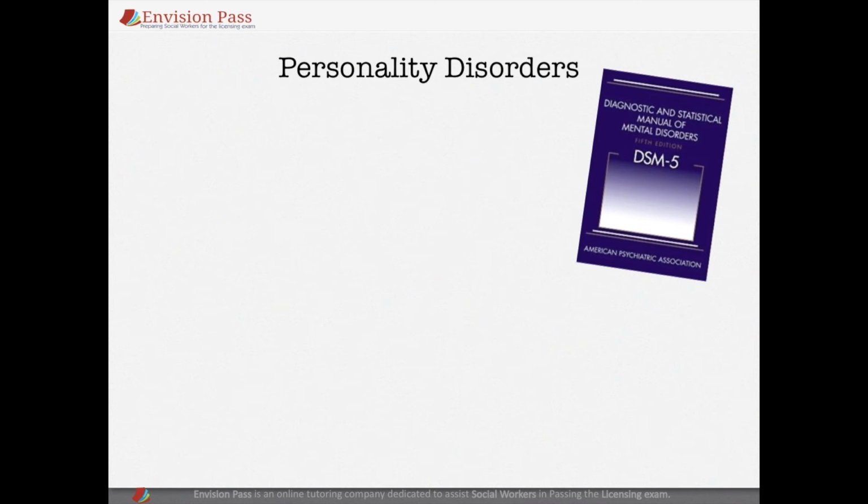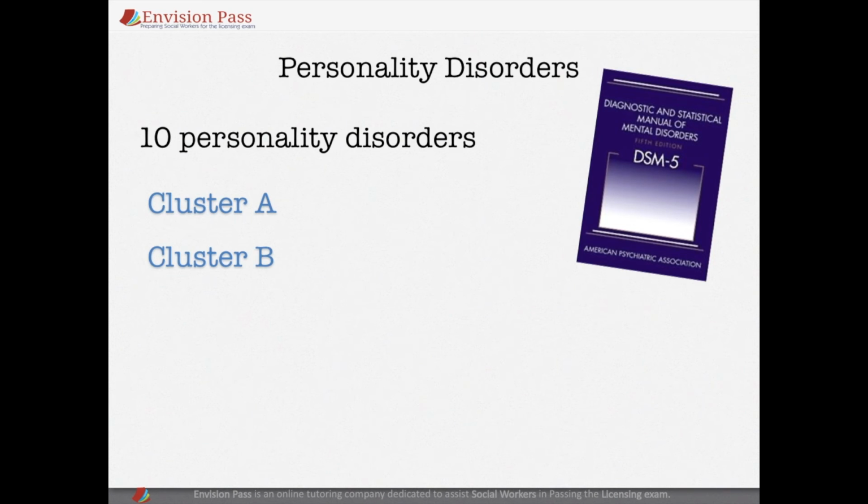Personality disorders are often found on the ASWB exam. When studying personality disorders, it is good to be able to identify them under their clusters. Now, the DSM-5 lists 10 specific personality disorders that are grouped into 3 clusters: Cluster A, Cluster B, and Cluster C. The personality disorders are grouped into clusters because of their shared behaviors, and in this presentation, I will be looking at Cluster A personality disorders.